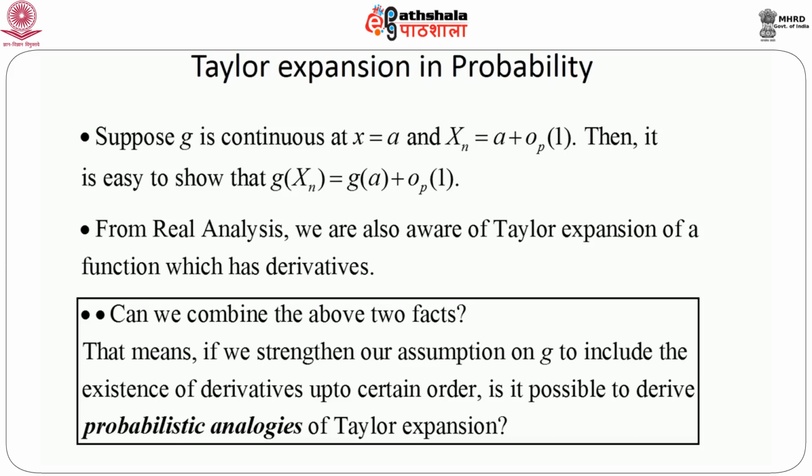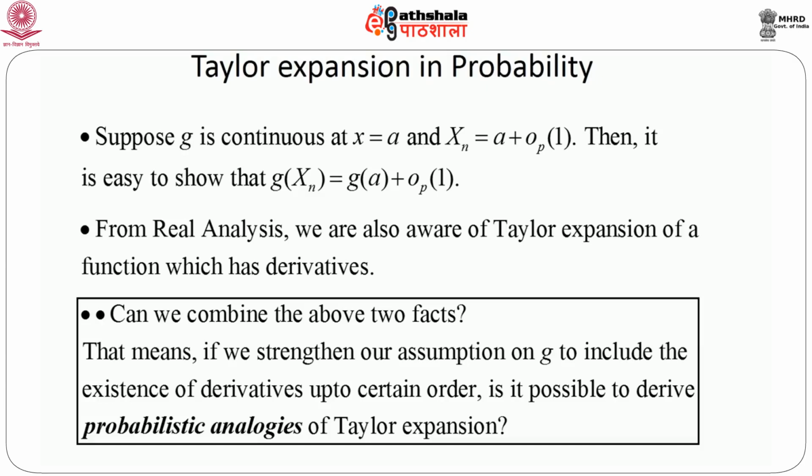First assume that g is a continuous function, continuous at x equals a, and capital Xn equals small a plus small o_p of 1. Then it is easy to show that g of Xn equals g of a plus o_p of 1. Now just remember one small thing, that from real analysis we know that the Taylor expansion of a function involves the derivatives of the function for which we are considering the Taylor expansion. The question is, can we combine these two facts? Like the way we develop Taylor's expansion for a function having derivatives, and this order in probability and the continuity, all these things.